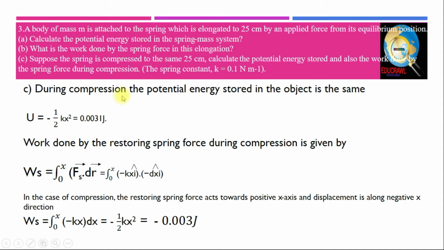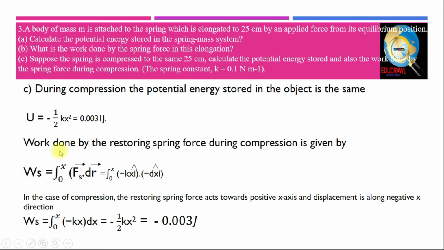So, during the compression also, since it is compressed to the same distance, the distance is not different. Initially it was elongated to 25 centimeter. Now it is compressed to 25 centimeter. Hence, the potential energy will be the same. The value will not change. So, U is equal to half kx squared. You will be getting the same value of potential energy, which is 0.0031 joule.